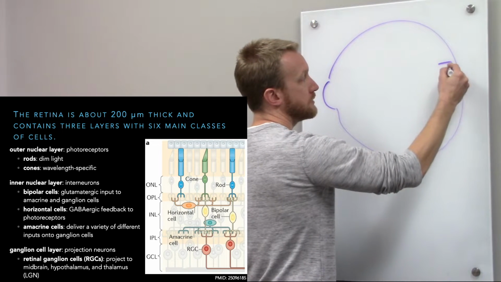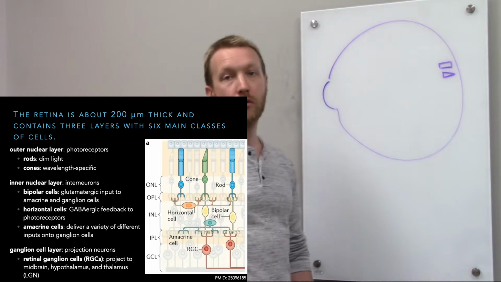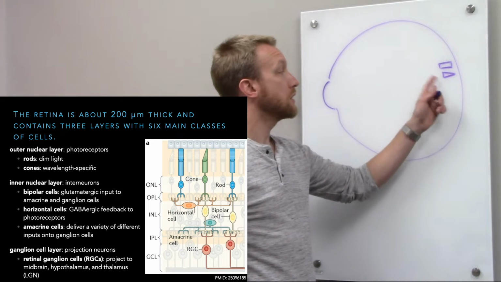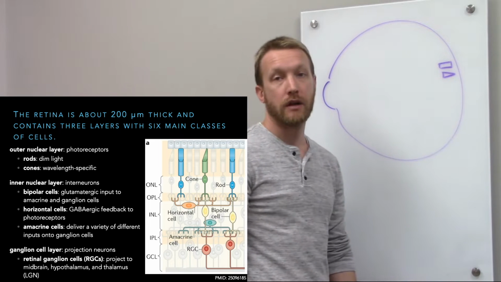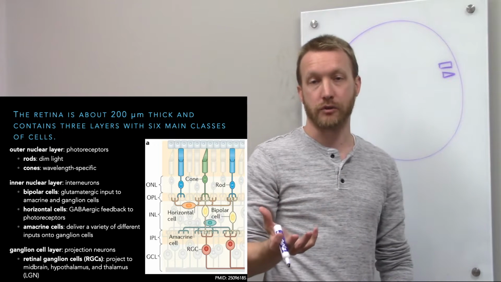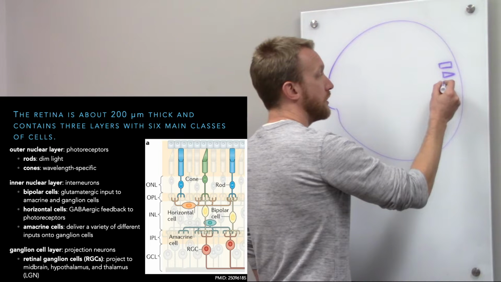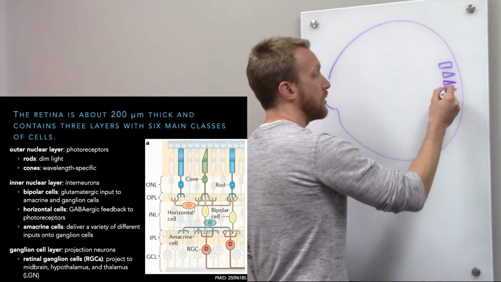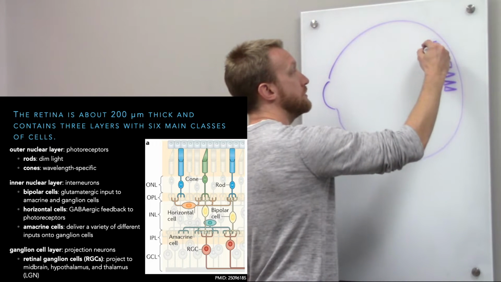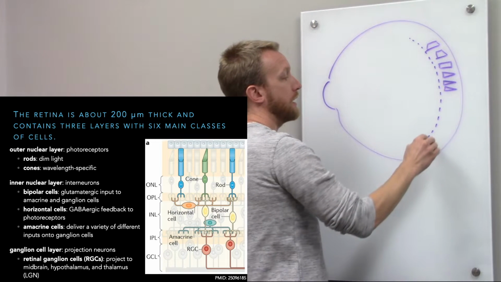We have rods and we have cones. These are our photoreceptors. Rods will pick up dim light of any color. Cones will pick up very specific wavelengths of light, but they require a higher brightness to do so because they're filtering out some of the wavelengths. In the center of our visual field, we find a whole lot more cones, and the rods are going to be more concentrated on the outside.